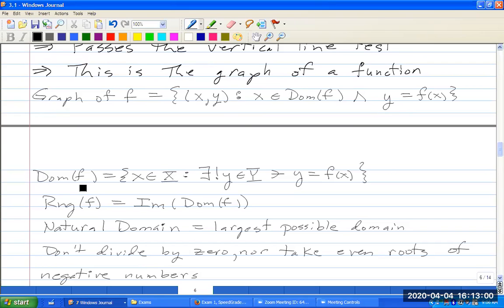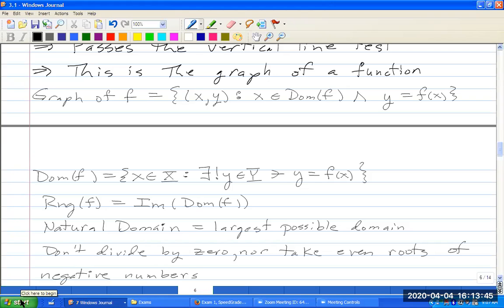The domain of f is the set of all x in my domain X such that there exists a unique y in my codomain such that y equals f of x. As we said above, the set of images of a set is denoted by im. And so the range of f is the image of the domain of f.